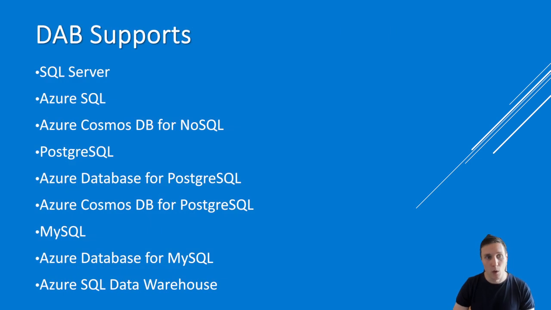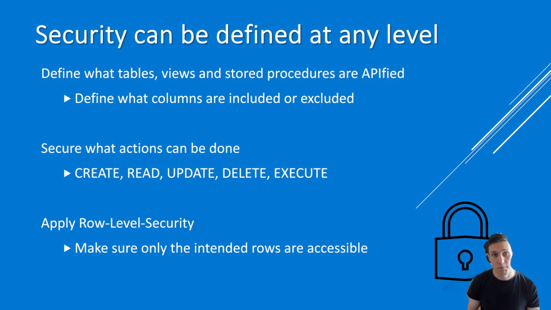And these are all the supported database types that we have in DAB right now. So we've got SQL Server, Azure SQL, Cosmos DB for NoSQL, Postgres, and all the databases listed here. From a security perspective, of course, we can define the tables, views, and stored procedures that we want to expose, and then we can secure all the actions that can or cannot be done by certain roles.